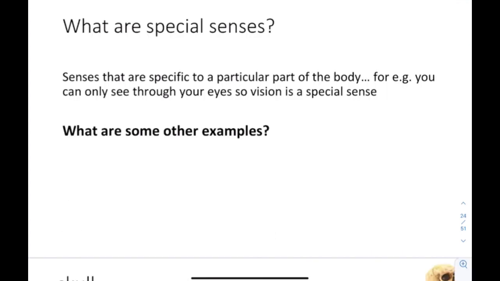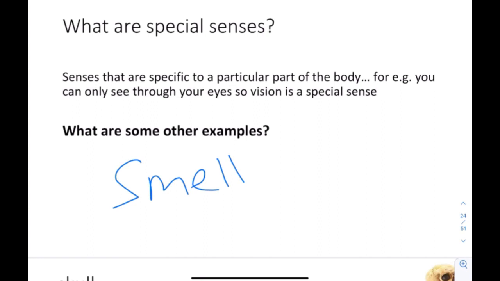So let's talk about special senses. What are special senses? They're senses that are specific to a particular part of the body. So, for example, you can only see through your eyes, so vision is a special sense. What are some other examples? You can only smell by your nose, so smell is a special sense. Another example is taste. You can only taste by your tongue.